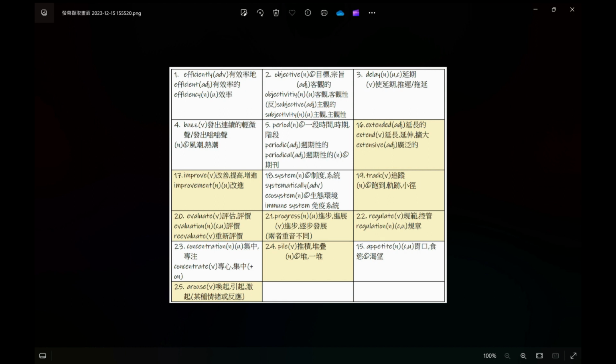Now moving on to the last one, which is appetite. Appetite is 胃口. Like, I don't have an appetite for this, meaning I have lost my appetite for this. And then you can also use appetite to refer to your desire, something that you want. When you use appetite that way, it's countable.